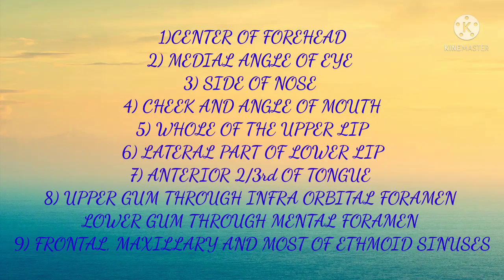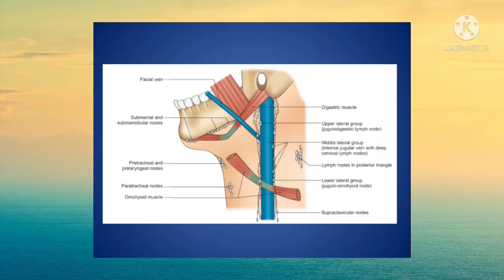ethmoidal sinuses. They also receive afferents from submental lymph nodes. Their efferents drain mainly into the jugulo-omohyoid and partially into the jugulo-digastric nodes.